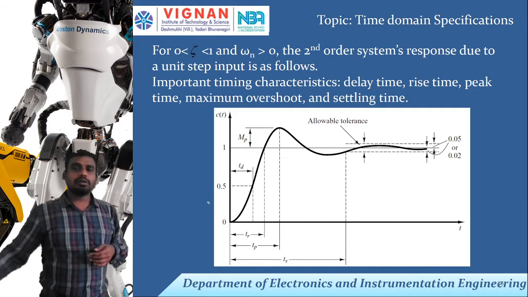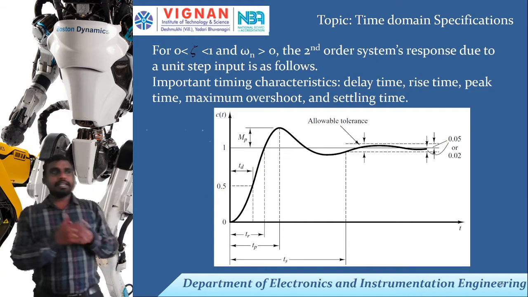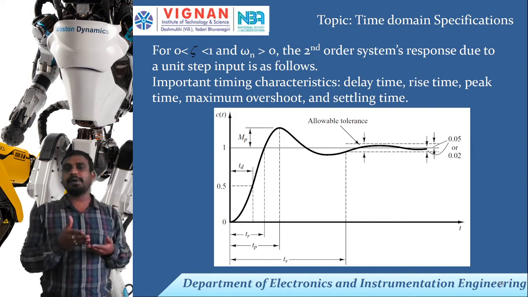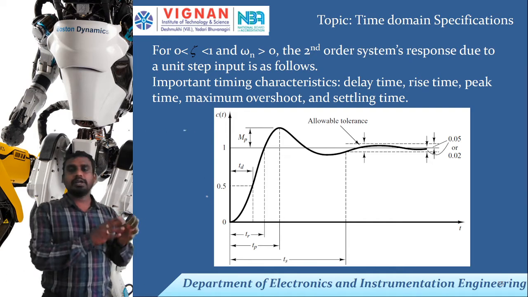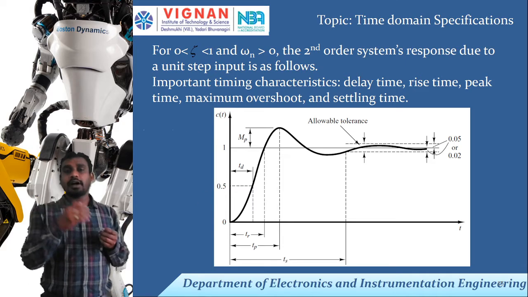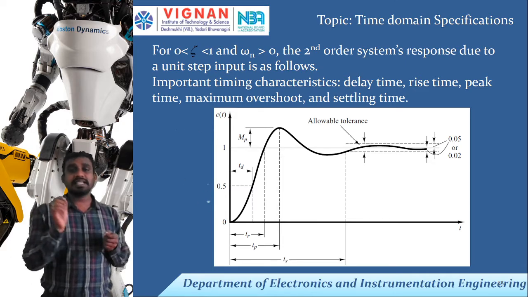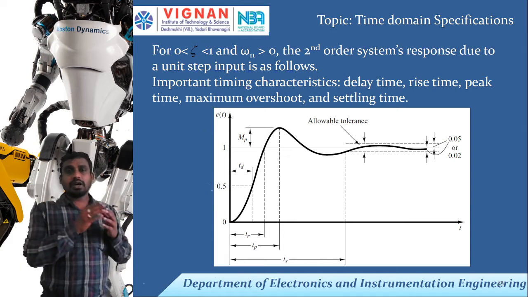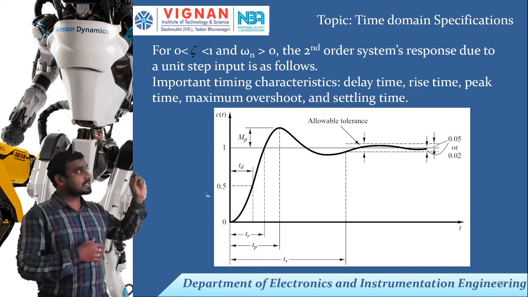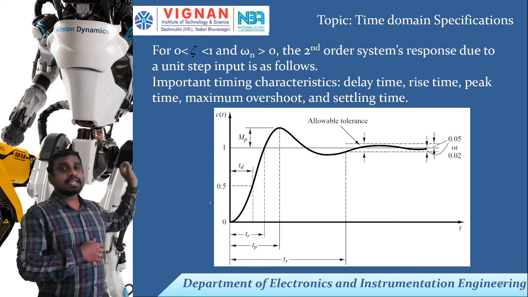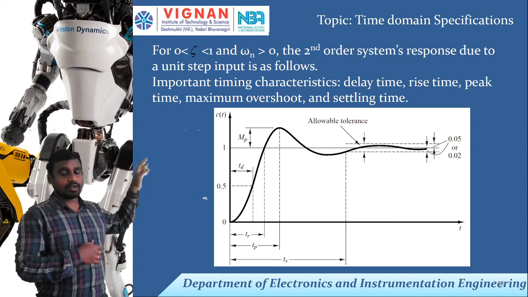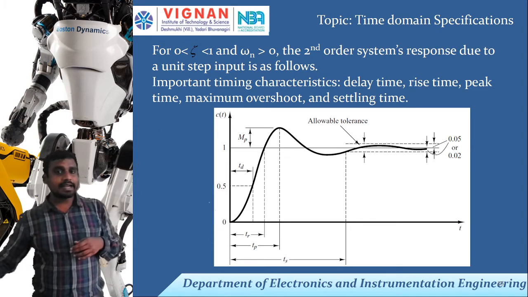The derivation which we carried out in the last class is for step and impulse inputs. When you give a step input to the second order system, how the system responds depends on the zeta value, right? In those cases, if you recollect, we discussed the case when zeta is in between 0 and 1 and the natural frequency omega is greater than 1. So what you get is this kind of response.